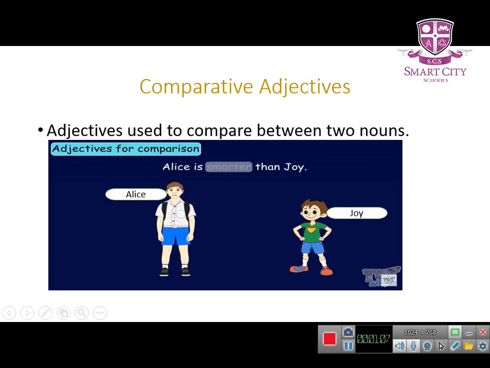Smarter than. I use the adjective smart to compare between two things or two nouns, but I modified it and I added ER to the adjective. Then I put than. So this is the form we use to compare between two things. We add ER to the adjective and we use that.